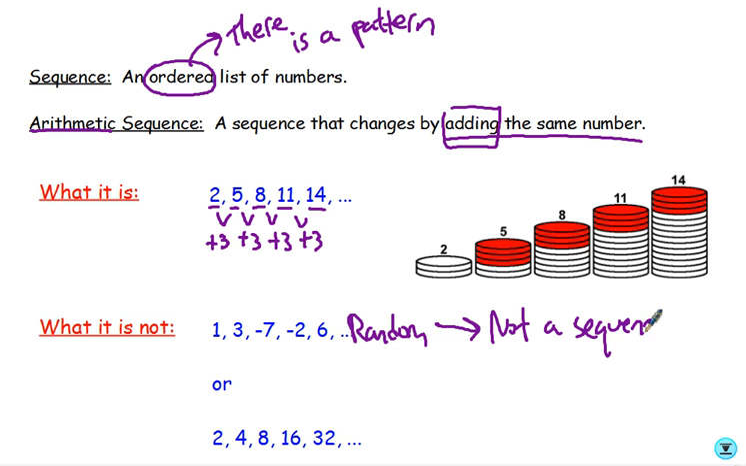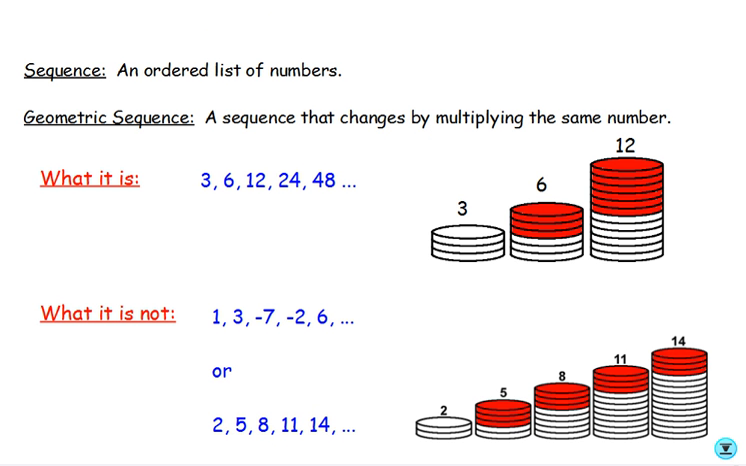Now, you might say, well, what about this? That's not random. True, it's not random, but what's happening is that we're not adding by the same thing each time, because that would be +2, that would be +4, +8. So there's a pattern, which is a different type of pattern, right? And so that has a name. A type of pattern that changes because you're multiplying by the same thing, we call that a geometric sequence.